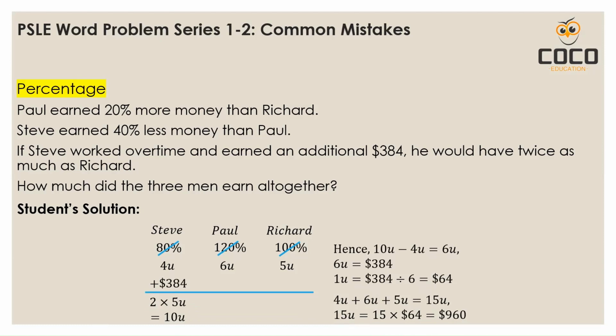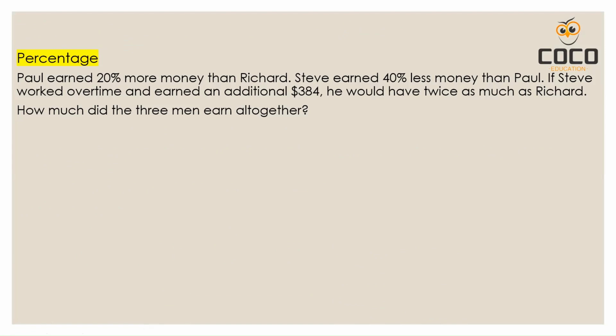It all seemed very correct, but this student made a common mistake in percentage word problems, which is failing to identify the correct 100%. Let's compare it to the suggested solution. Since Paul earned 20% more money than Richard, we let Richard be 100%, hence Paul is 120%.